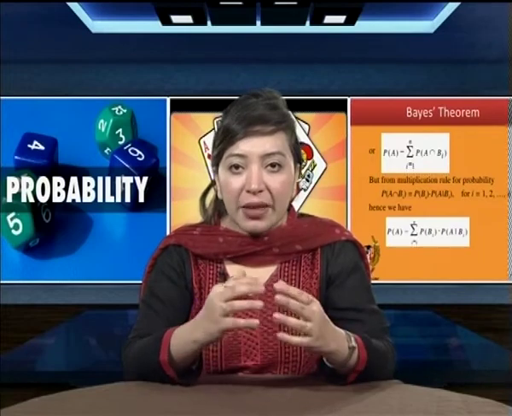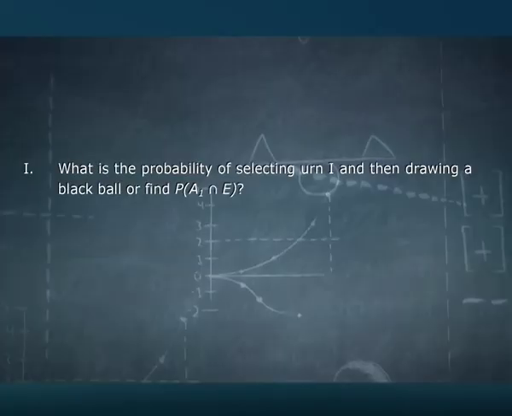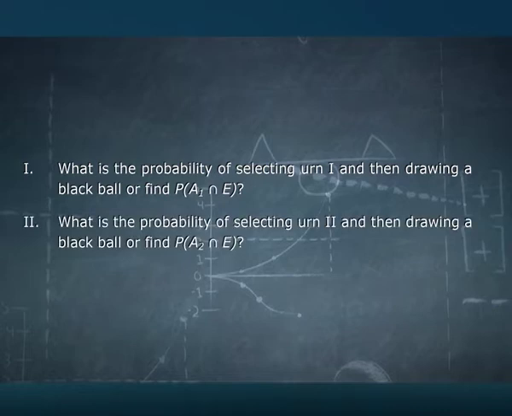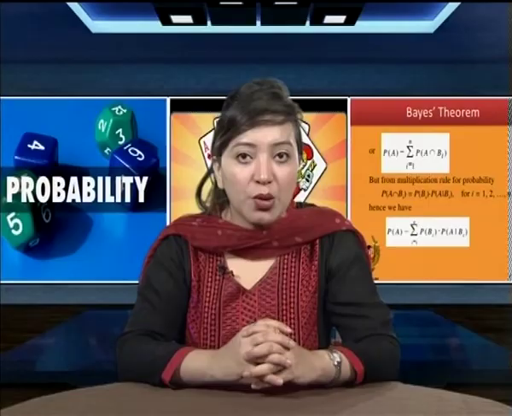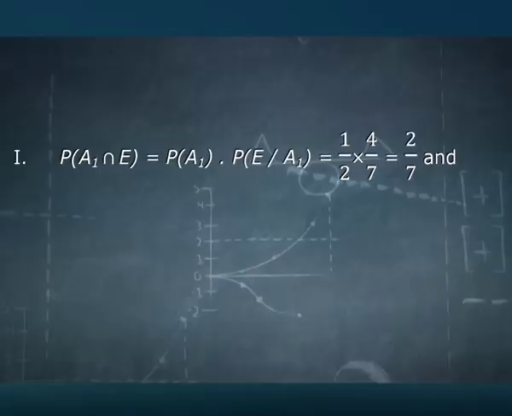So, two probabilities can be calculated. The first one: what is the probability of selecting urn 1 and then drawing a black ball, or find the probability of A1 intersection E. Second, what is the probability of selecting urn 2 and then drawing a black ball, or find the probability of A2 intersection E. Assuming that each urn has an equal chance of being selected, we obtain, first, the probability of A1 intersection E, which is equal to probability of A1 times probability of E given A1. This is equal to 1 by 2 times 4 by 7, which is equal to 2 by 7.